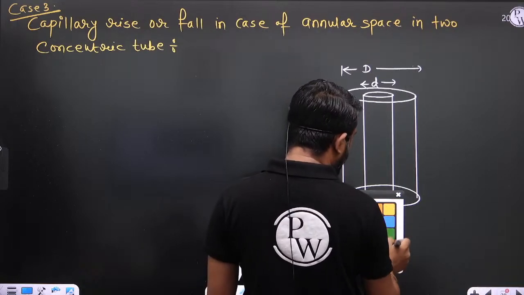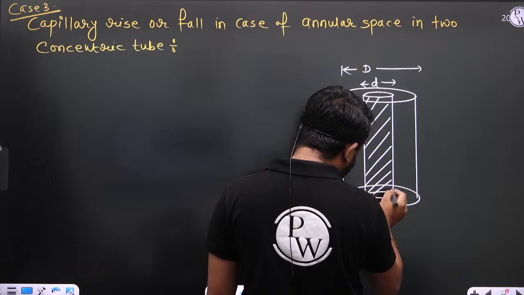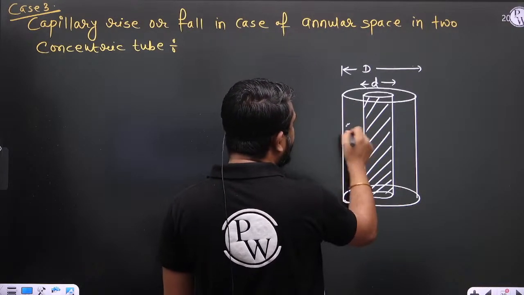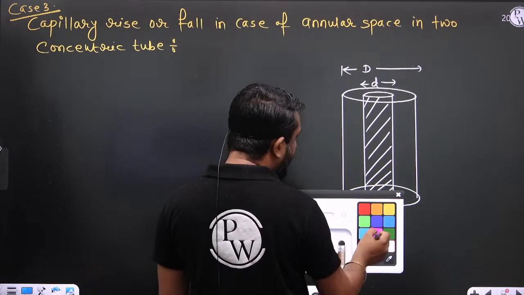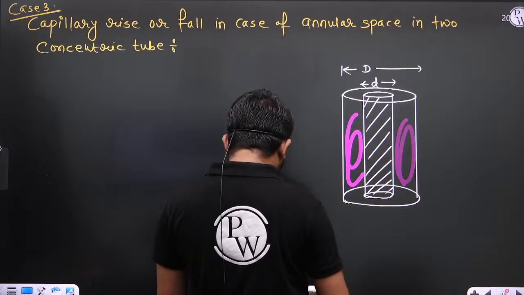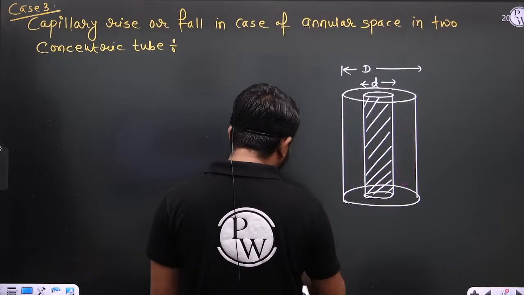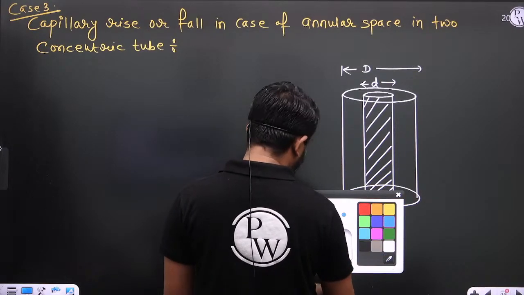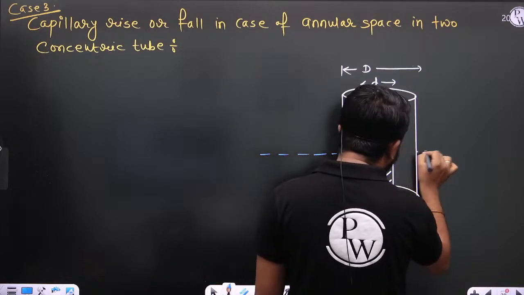Fine. And that inner tube is solid. So this is the annular space. We are talking about this annular space. Now this tube is in water. Let us consider this tube is in water. So this is the free surface of water.